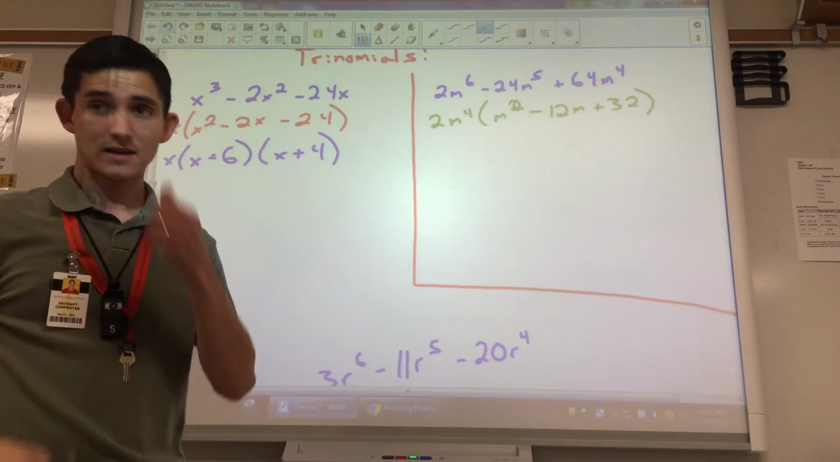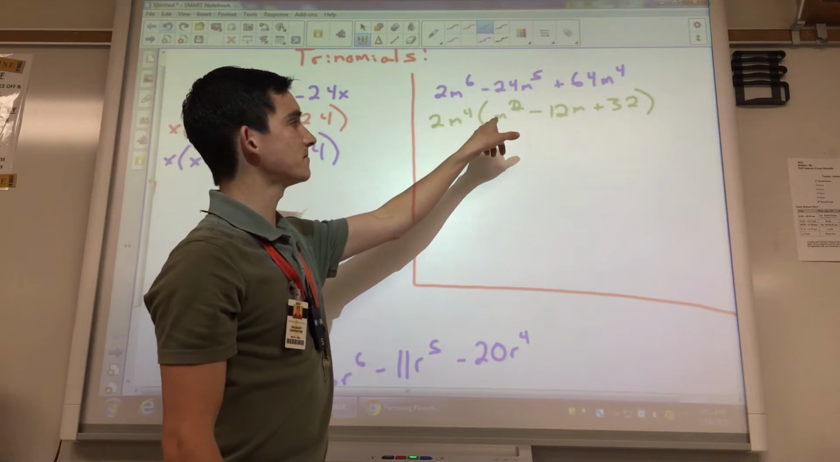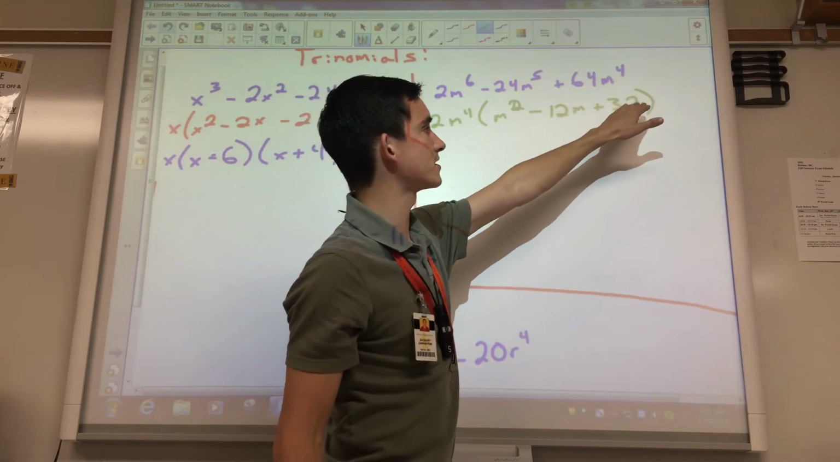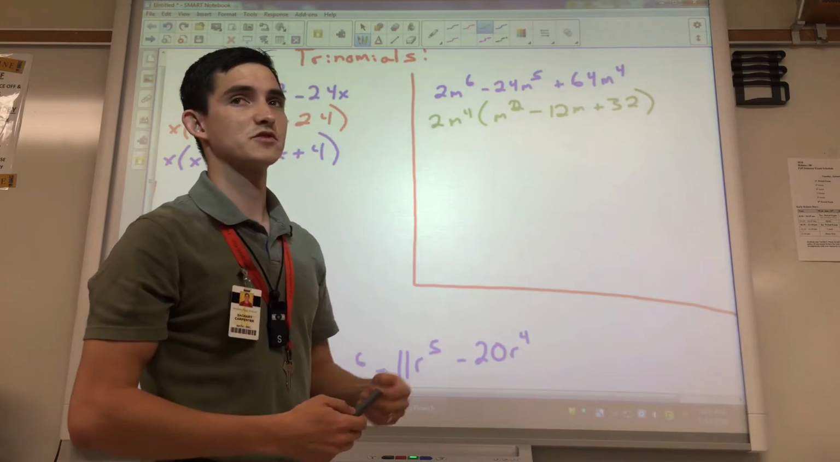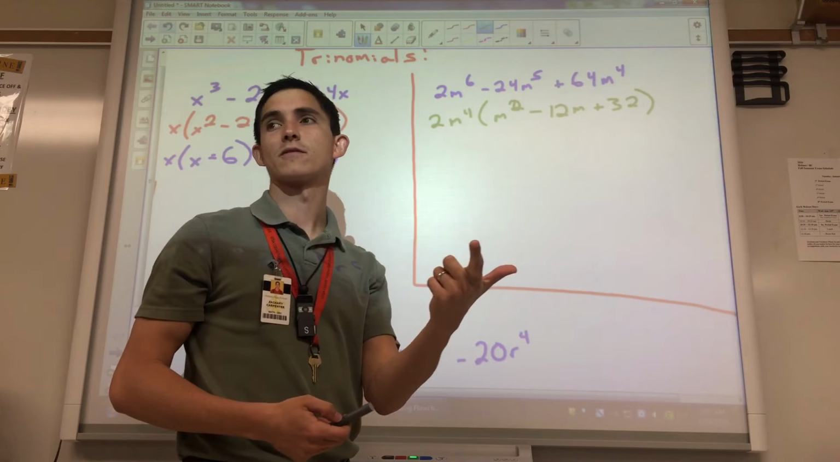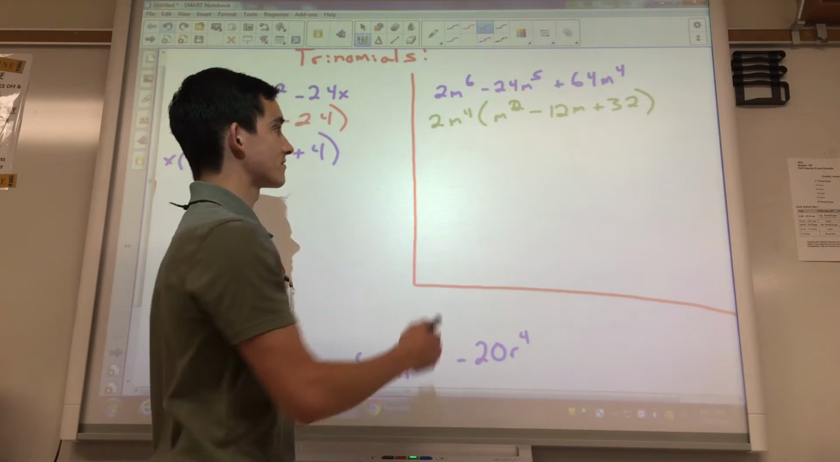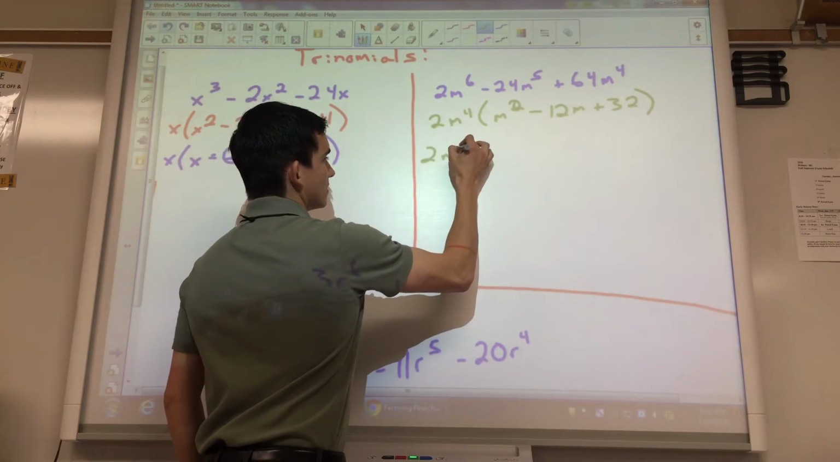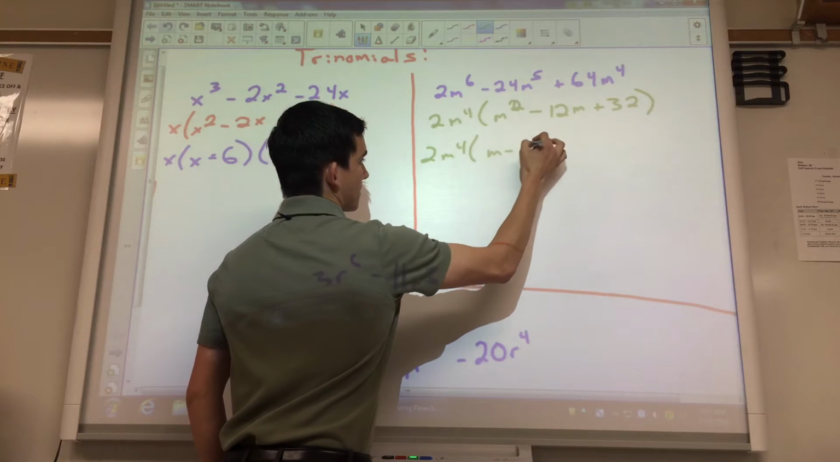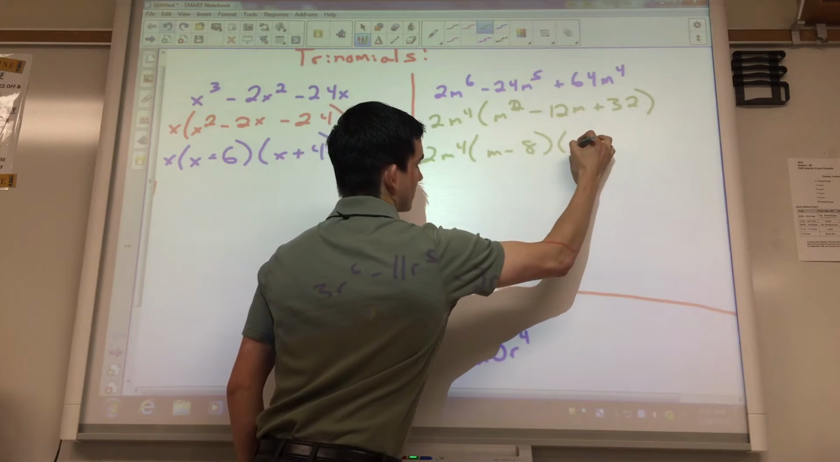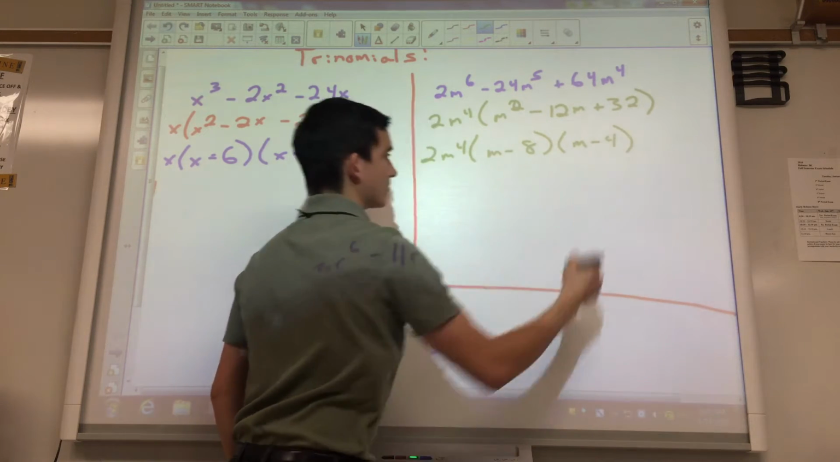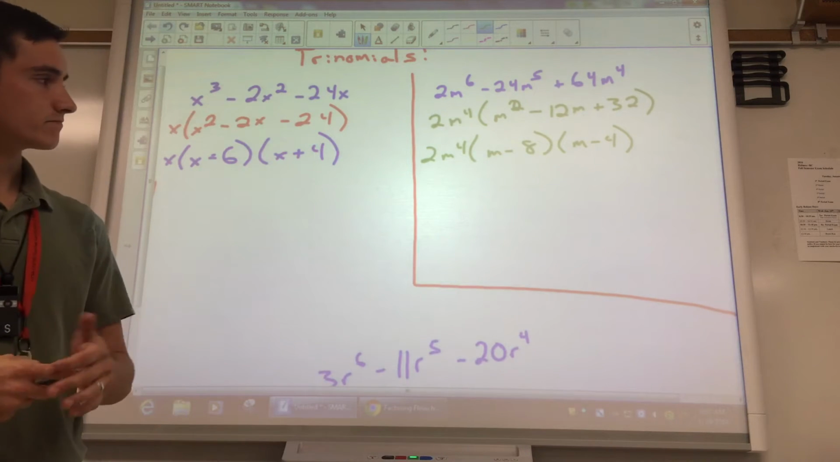Everybody good there? Okay, so the value of a is 1, so we're looking for two numbers that multiply to be 32 and add to be negative 12, should be negative 8 and negative 4. Negative 8 times negative 4 is positive 32, and negative 8 minus 4 is negative 12, and that's factored.